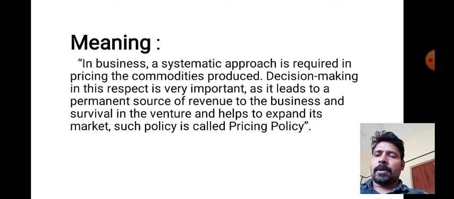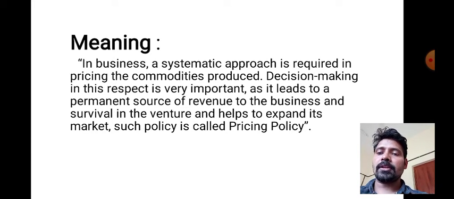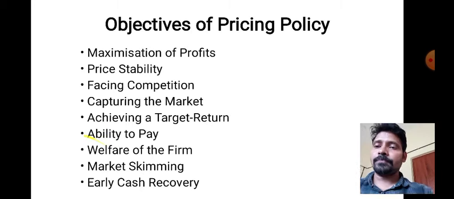So what is the meaning of pricing policy? In business, a systematic approach is required in pricing the commodities produced. Decision making in this respect is very important as it leads to a permanent source of revenue to the business and survival in the venture and helps to expand its market. Such a policy is called pricing policy. I hope you understand the simplicity of pricing policy in this definition.